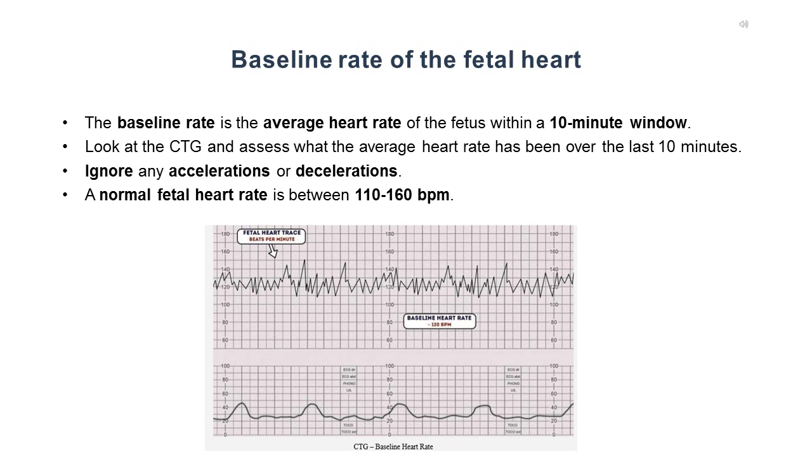Baseline rate of fetal heart. The baseline rate is the average heart rate of the fetus within a 10-minute window. Look at the CTG and assess what the average heart rate has been over the last 10 minutes. Ignore any accelerations or decelerations. A normal fetal heart rate is between 110 to 160 bpm.